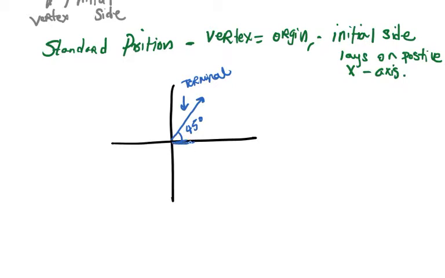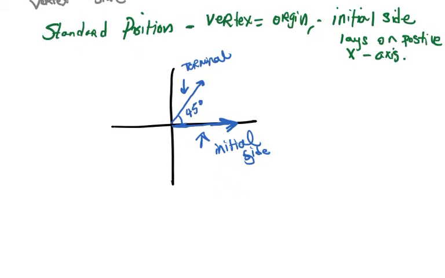Remember what I told you. When we're dealing with standard position, the initial side will always start off on the positive x-axis. So this is actually the initial side right here. Terminal side right here, initial side right here. Now, we can actually see something here, and I'll do it in the next section in a second. Let me give you a couple of example problems, and we'll go from there.